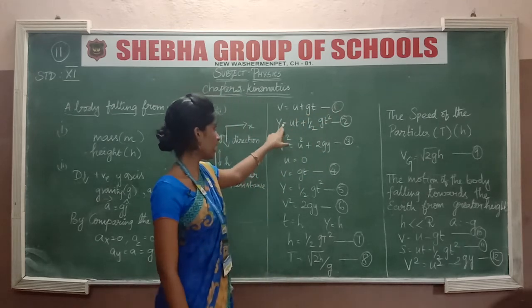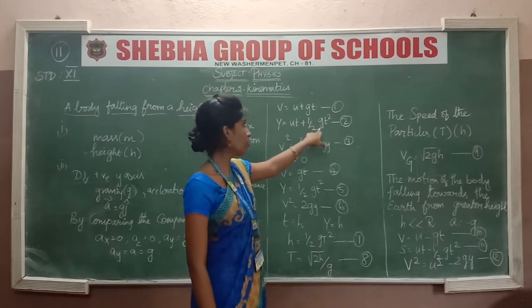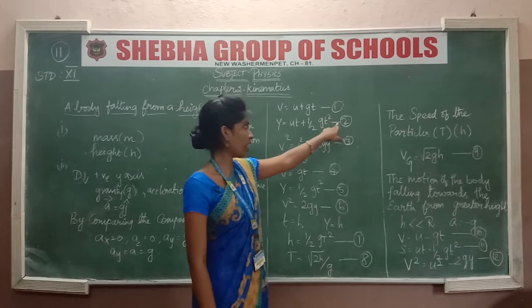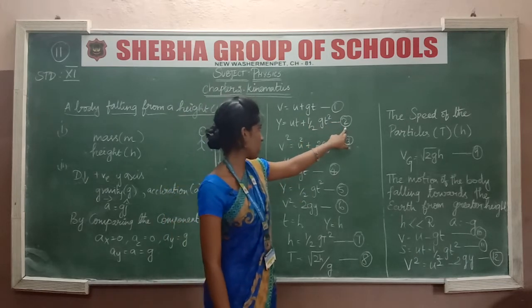So y is taken as the y axis, right? So y is equal to ut plus half gt square. This is derived as the second equation. So we take it as the second.